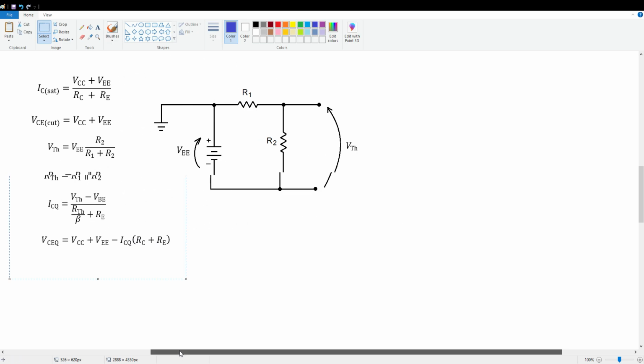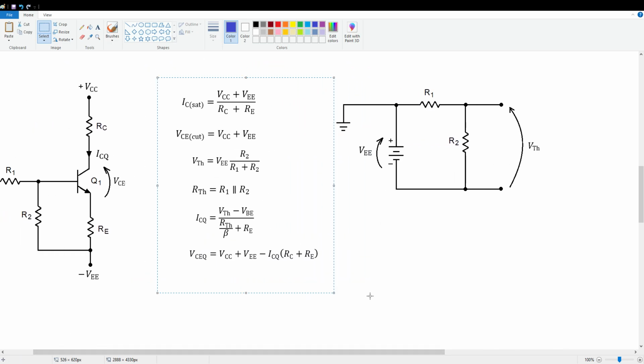And here they are. All right, now I didn't go through the derivation of IC sat and VCE cutoff. They're the same as before, right? The collector saturation current is just VCC plus VEE divided by RC plus RE, and VCE cutoff is VCC plus VEE. All right, let's apply these to an example problem.